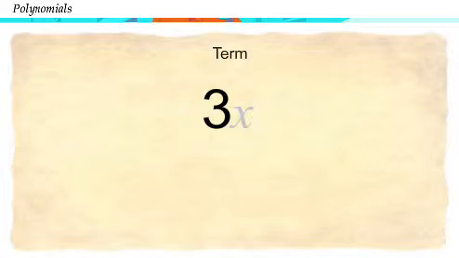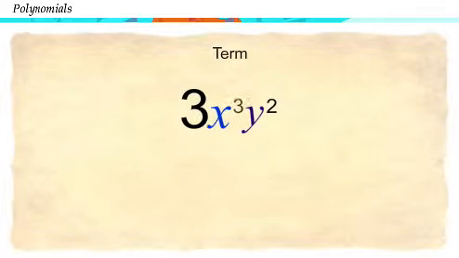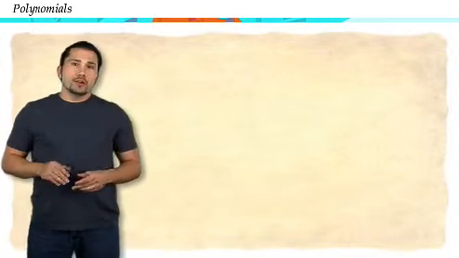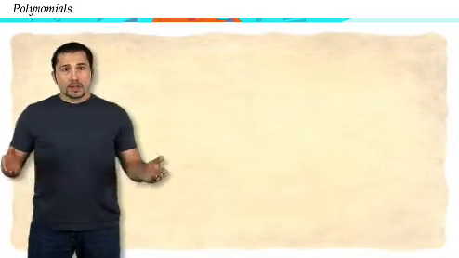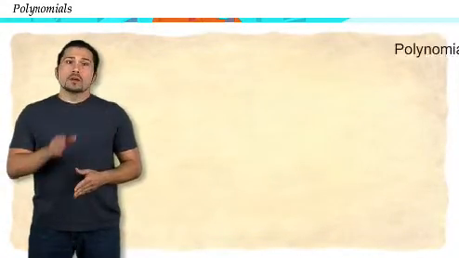Terms can also include variables and whole number exponents. Terms cannot have negative exponents or variables in the denominator. We've learned that some real-world situations, like Lisa's fanzine costs, can be described with polynomials.